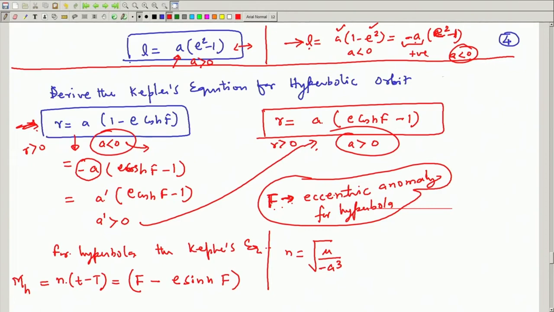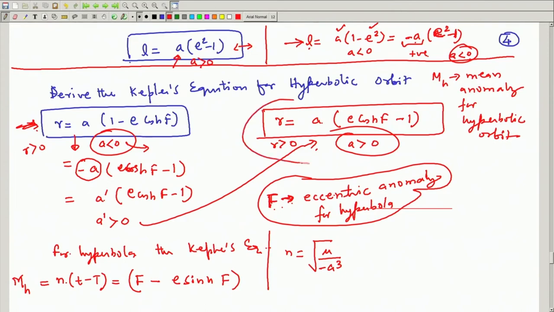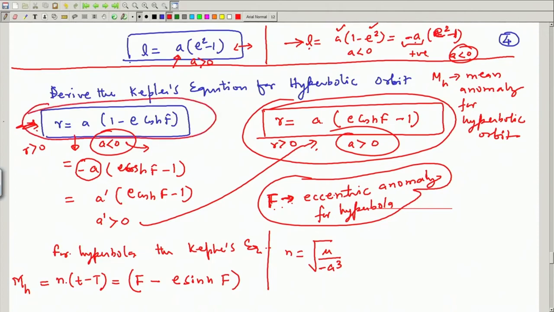M H is mean anomaly for hyperbolic orbit. So, we are not considering then this equation, we will work with this. You can also work with that, there is no problem.